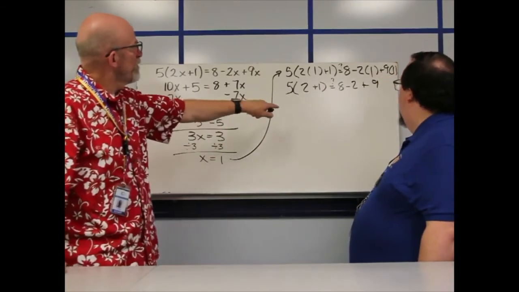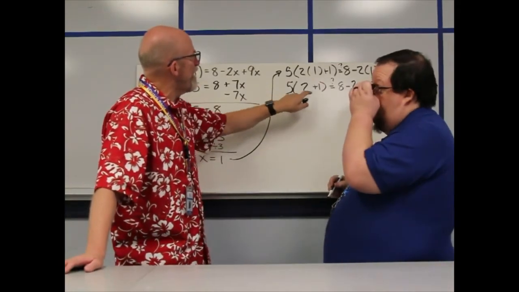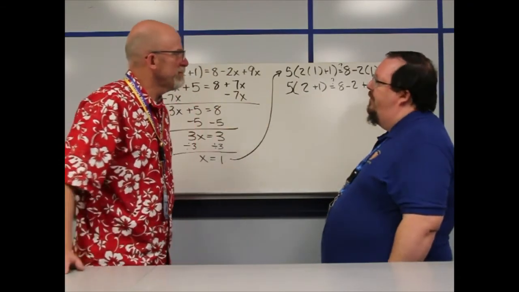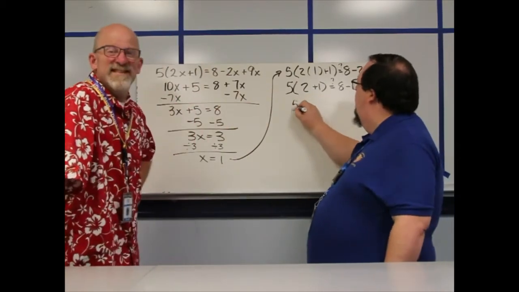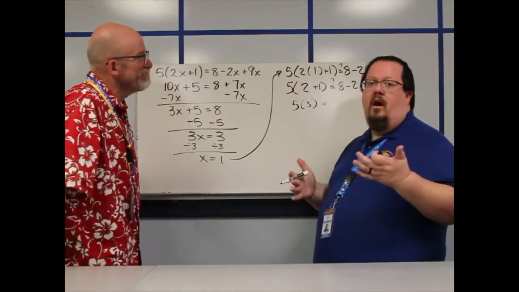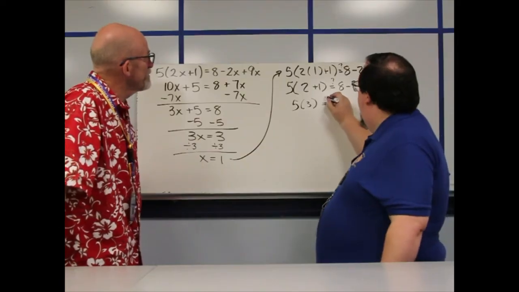Do I have to go 5 times 2 and then 5 plus 1, or should I do something first? The order of operations says we should do the stuff inside the grouping symbols first. Is that your dear Aunt Sally? Is that who that is? That is my dear Aunt Sally. She works at the coffee shop in Salmon, Idaho.